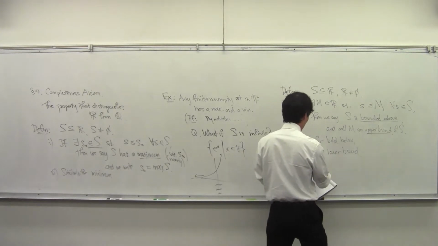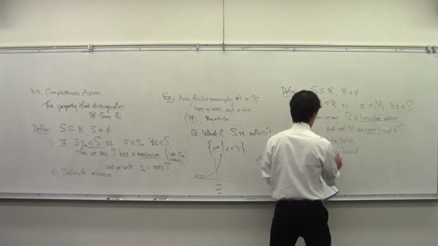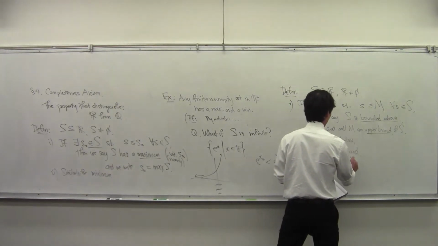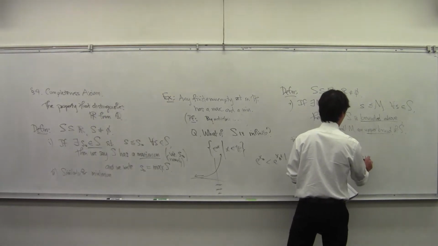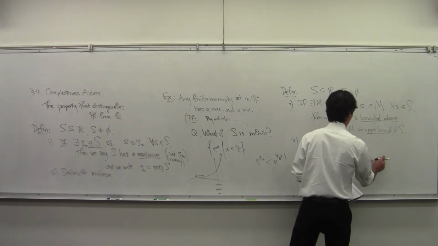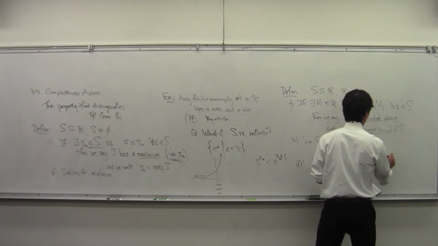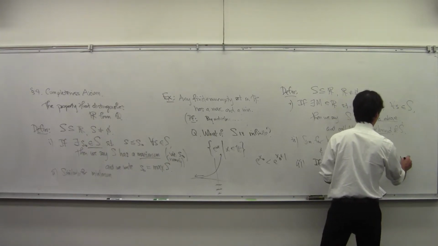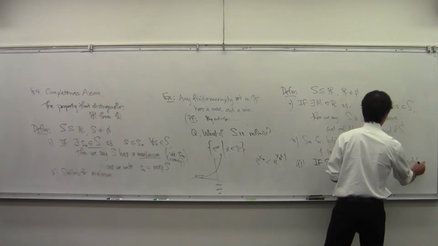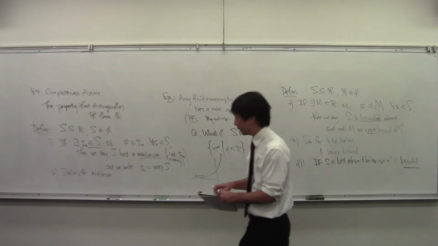Third, if S is bounded above and below, we call it bounded. We call it a bounded set.